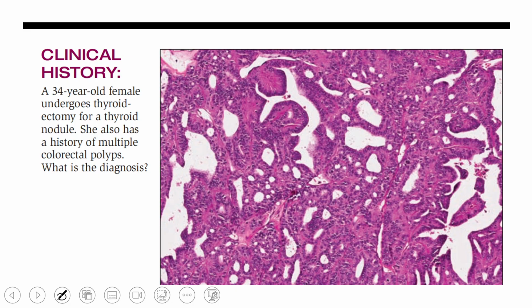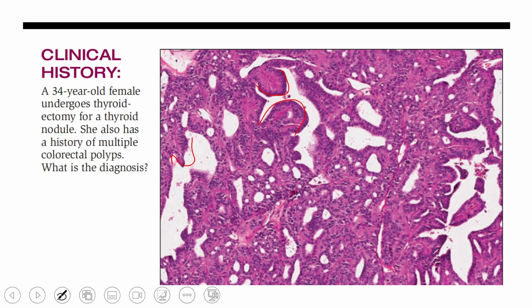And next, the clinical history is a 34-year-old female who undergoes thyroidectomy for a thyroid nodule, and she also has a history of multiple colorectal polyps. So with those features, what is the diagnosis here? You can see there is a papillary-like growth in this sphere, but we cannot appreciate the papillary features like Orphan Annie eye or pseudonuclear inclusions. Such things are not appreciated, but there is a papillary-like projection.